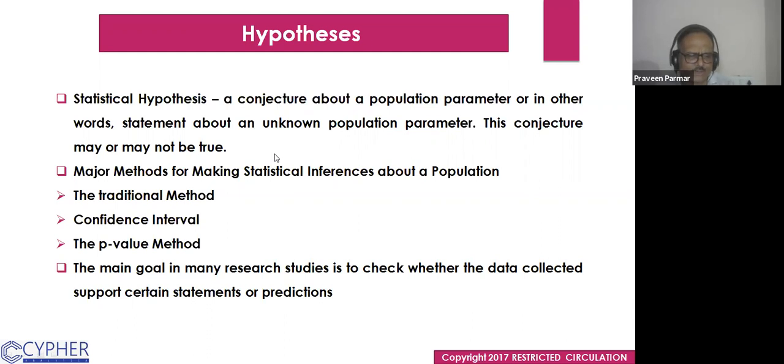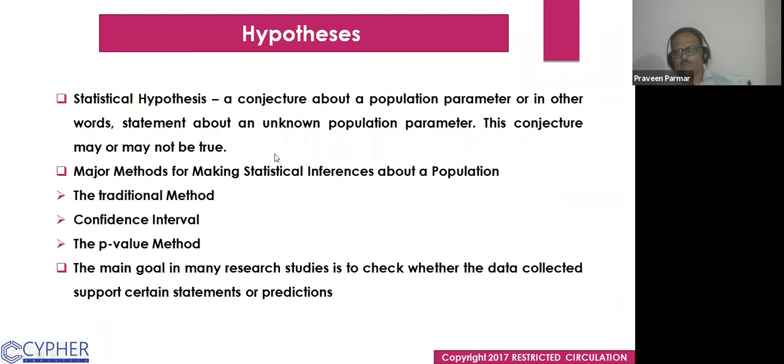But if you slap someone, then you either get the slap back or you won't get the slap. So you don't have the population parameter. That is an unknown population. We don't know the parameter for that. This conjecture may not be true. So this is our assumption, which may or may not be true.